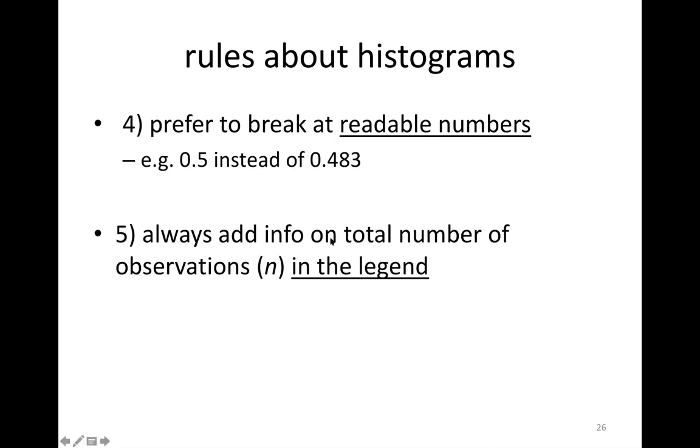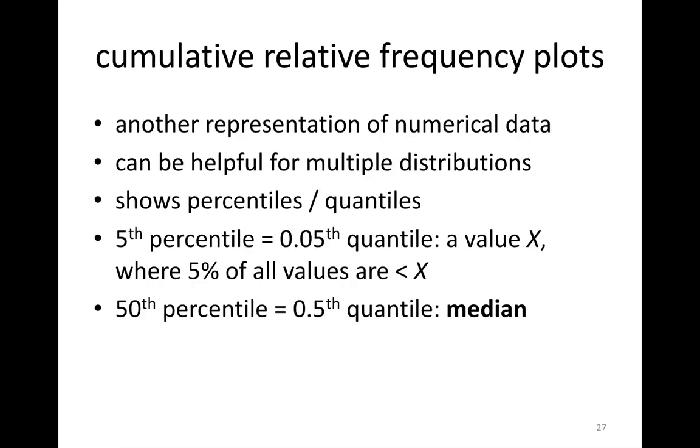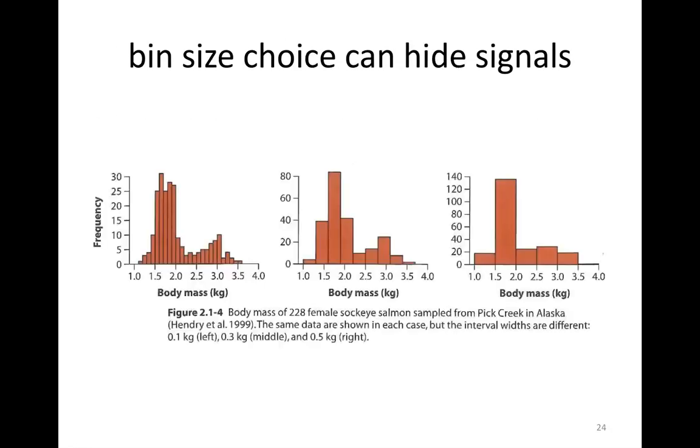And then always add information about what's going on, what variable we're observing, and the total number of observations in the legend. And always, always, always add X and Y axis labels. Again, when the reader looks at the table, he or she should understand what is being displayed. Shouldn't have to go and read the main text.